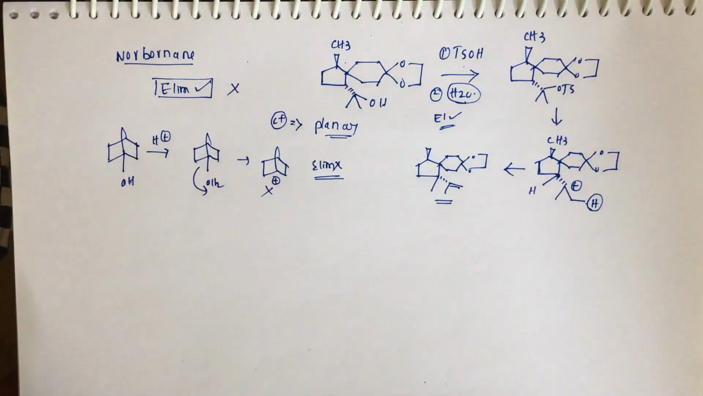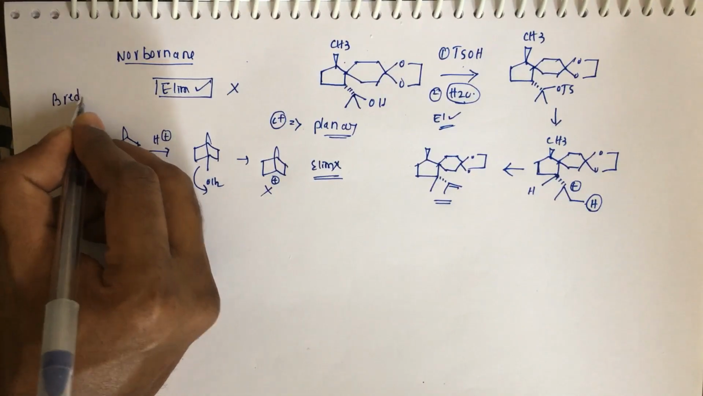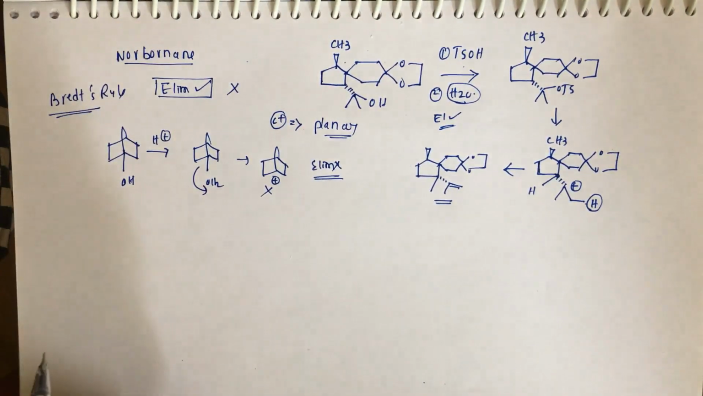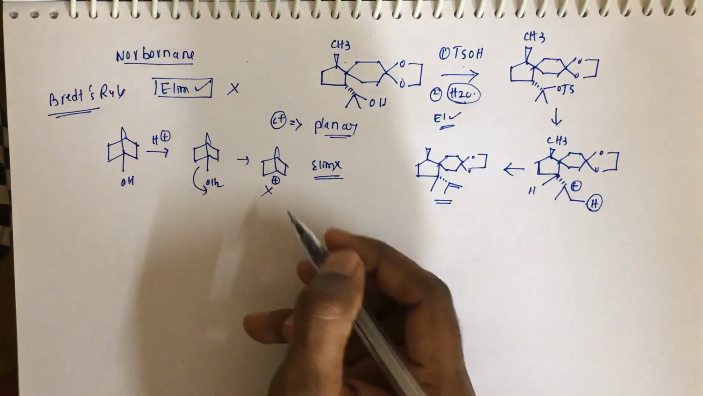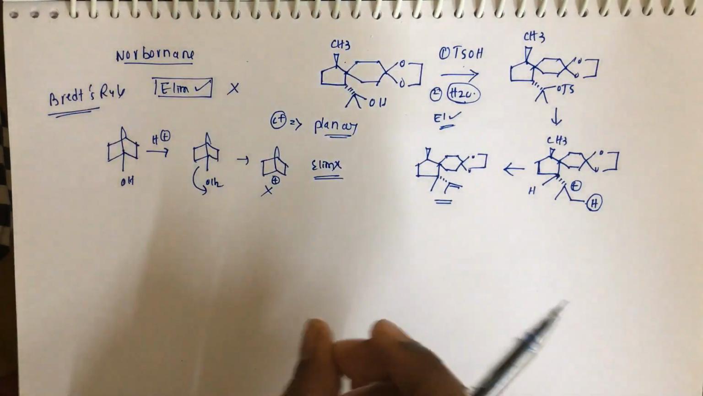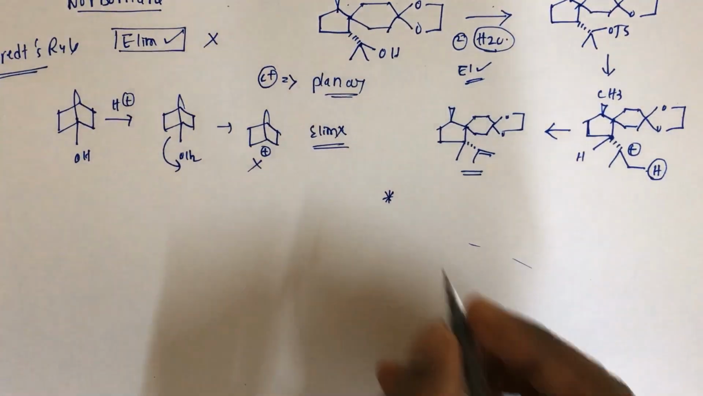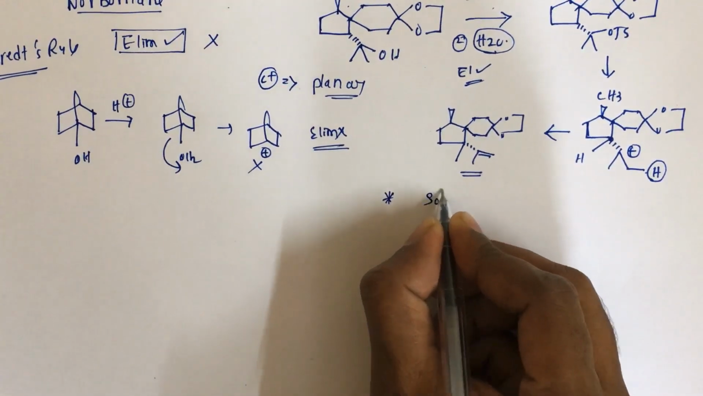Okay, so there is a rule called Bredt's rule. According to Bredt's rule, this will not attain a planar configuration. So because of that reason, elimination reactions are not favorable in this case. So the next effect is the solvent effect.